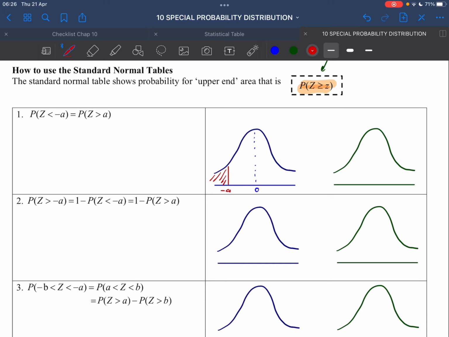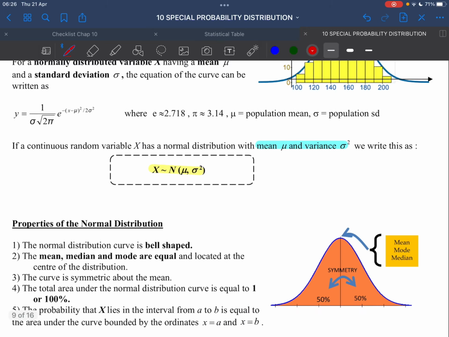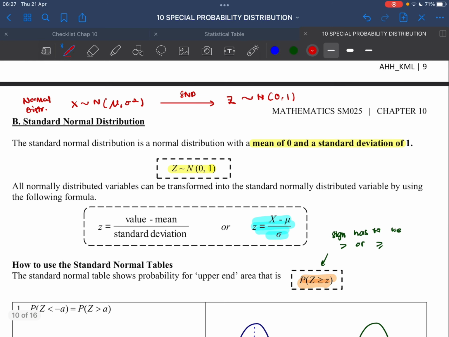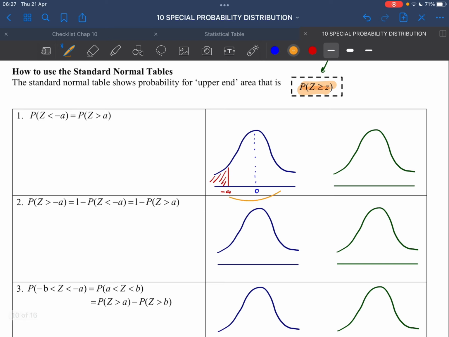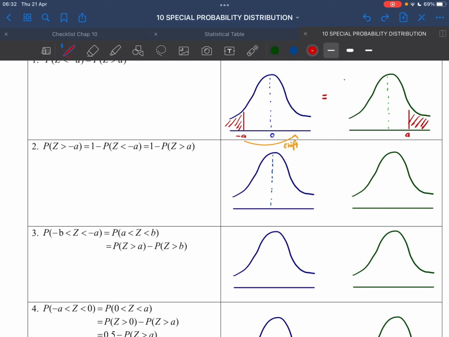Alright, so the probability, as I said before, that here is 0.5. Here is also 0.5. So what we can do from here is shift the area from the left hand side to the right hand side. We can shift this to here, which means the probability of z less than negative a will be equal to the probability of z greater than a, because the area here is the same as the area here. So z less than negative a equals z greater than a, because we can shift the area under the curve, or as we can say, the probability that we have here.